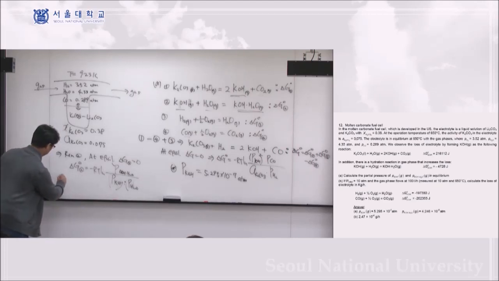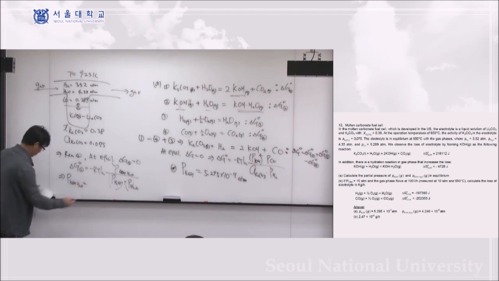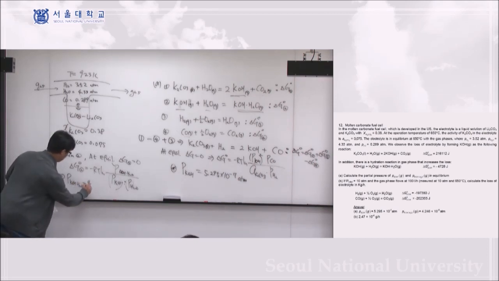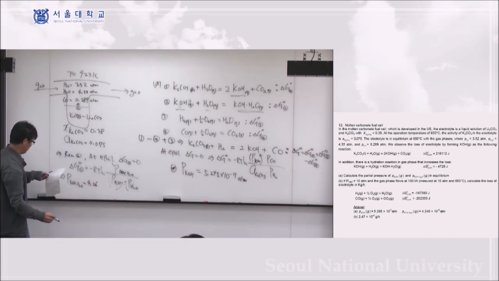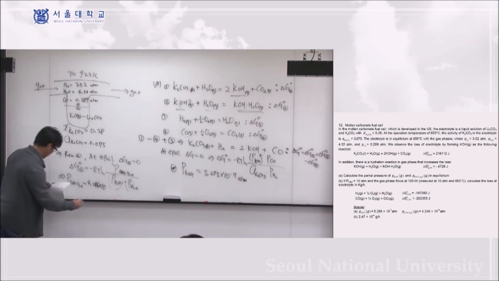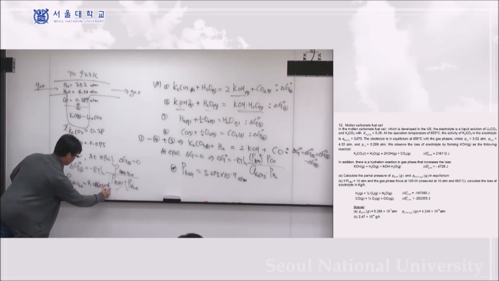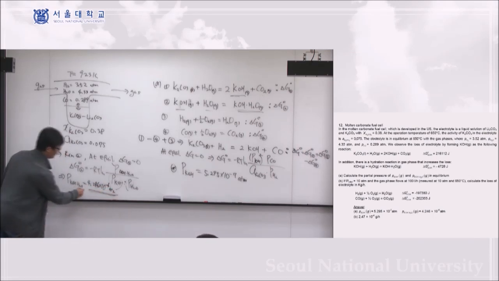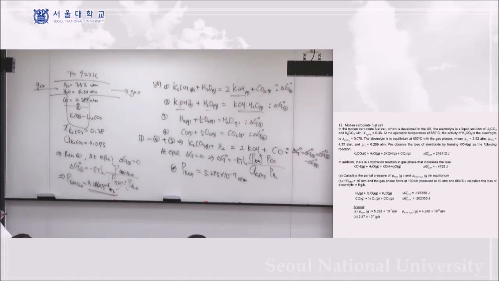And if you do this, P KOH H2O equal to 4.246 times 10 to the minus 6 atm. Okay, so this is good too. Okay, so these two answers are okay. Okay? So now, let's go to the real problem. So we know the equilibrium condition.